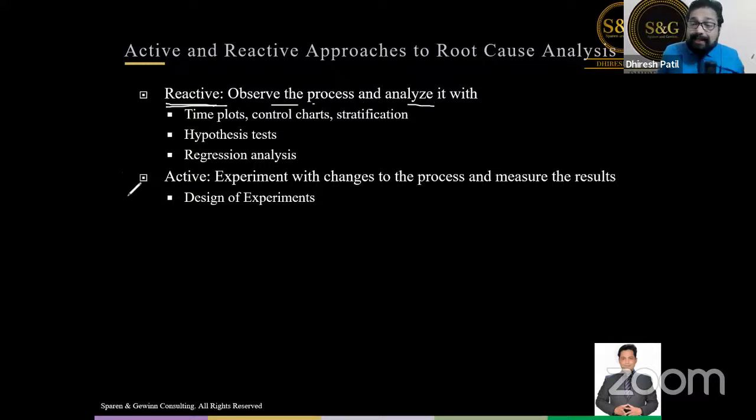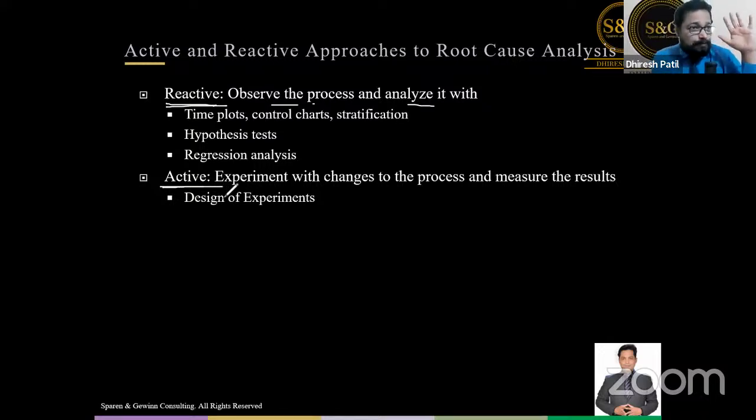Now there is another way which is called active. What is active? Active meaning you are involved in the process, you are changing the process, you are tweaking the process, and then you are collecting the data. You are experimenting with the process. For example, let's say I'm making a cup of tea. Instead of 2 tablespoons of sugar, I will experiment with 1.5 tablespoons, and then test it. Are you understanding? That is called the active way of collecting the data, and design of experimentation comes in the active way of collecting the data.